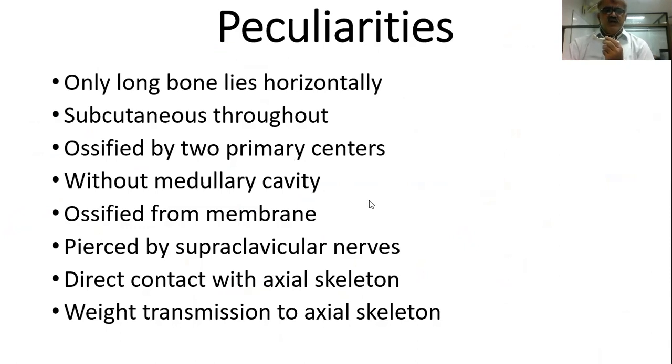We have the peculiarities of this bone. What are the peculiarities? It is the only long bone in the body which is lying horizontally. All long bones are lying vertical. It is subcutaneous throughout. You can feel it even through the skin. And it ossifies from two primary centers.